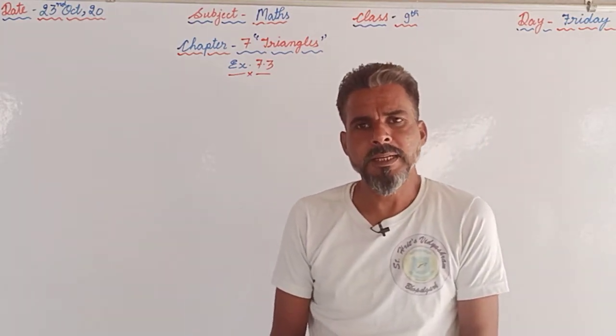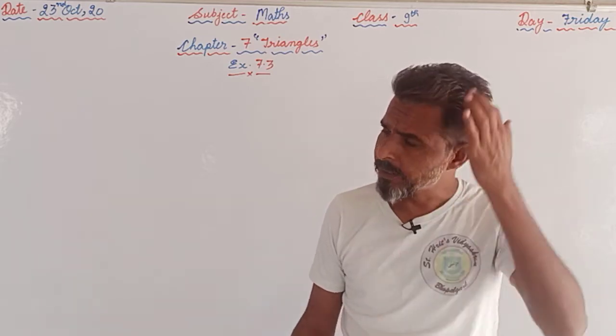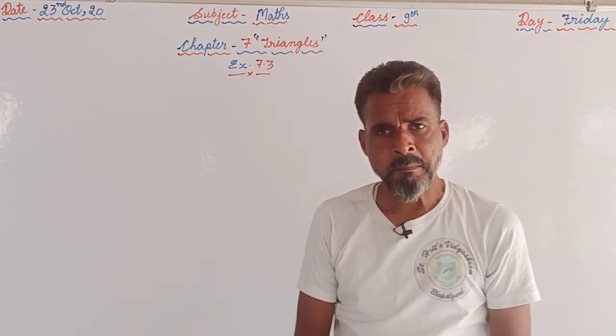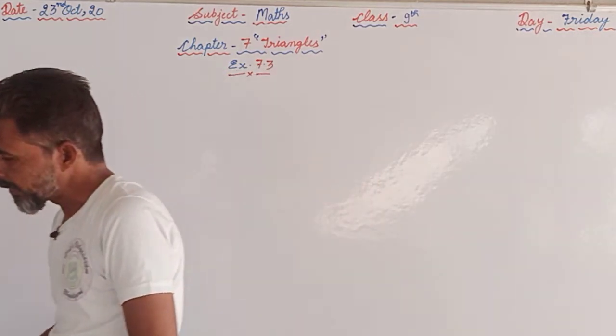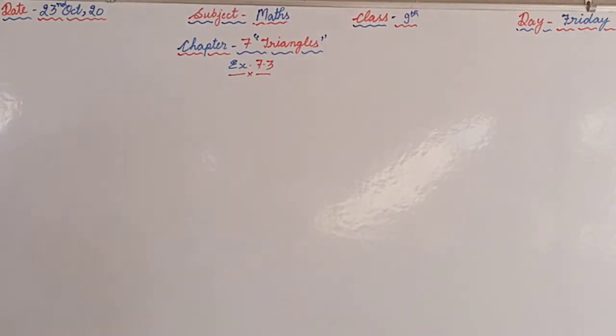This video is for class 9th and the subject is maths, and we are continuing the same chapter, chapter number 7, and the name of the chapter is triangles. As we have discussed question number 1 of exercise 7.3 in the previous video, today we will start with question number 2.